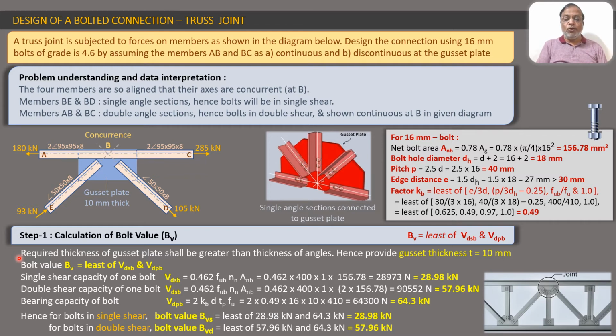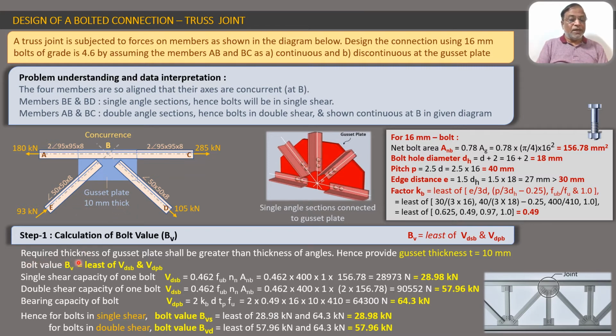Now that value is calculated as the least, the smallest, of two values. The first value is the shear capacity of the bolt and the second is the bearing capacity of the bolt. So these two values we have to calculate for a single bolt. Before we proceed to calculate the bolt value, initially we have to decide the thickness of this gusset plate. The angles are already given, so their thicknesses and their dimensions are already given as data, but the thickness of gusset plate is not mentioned as data.